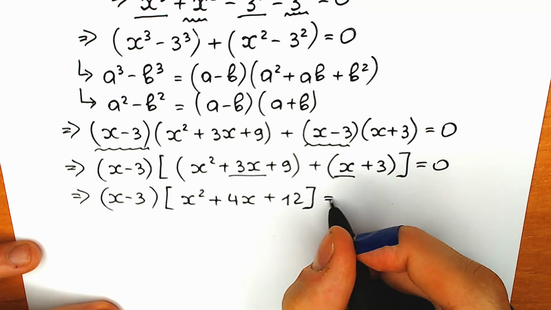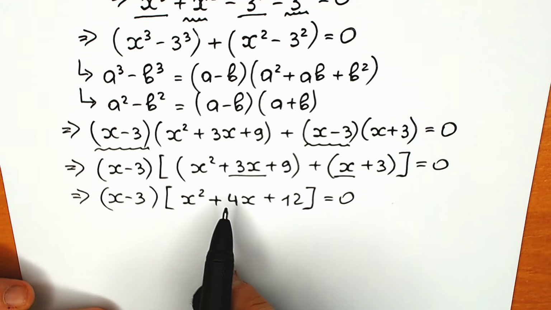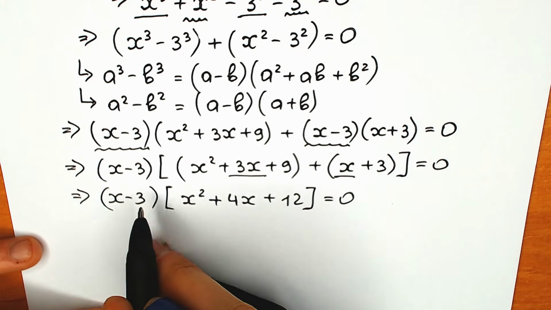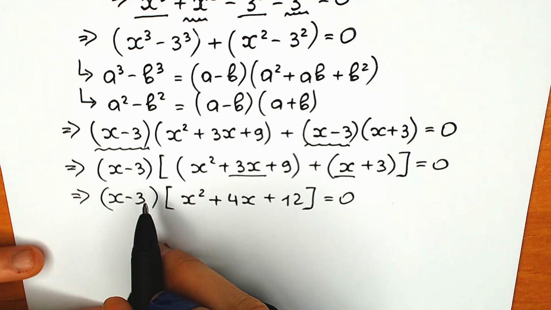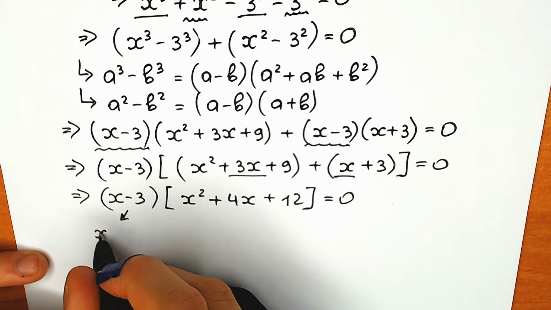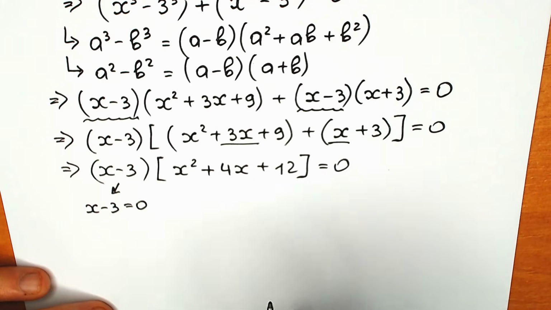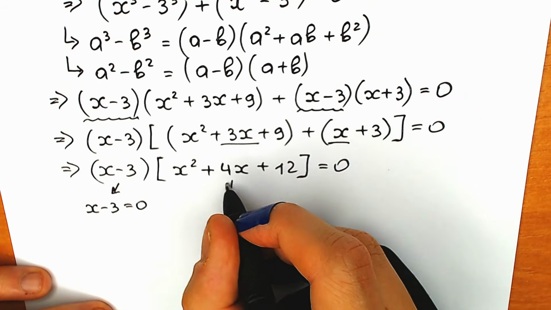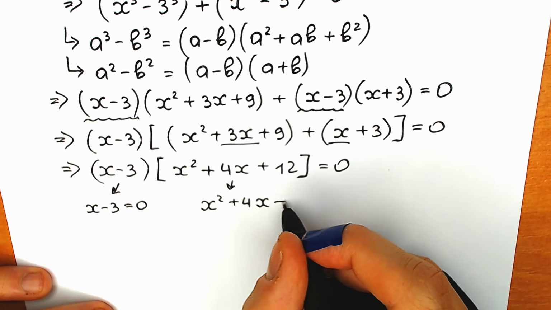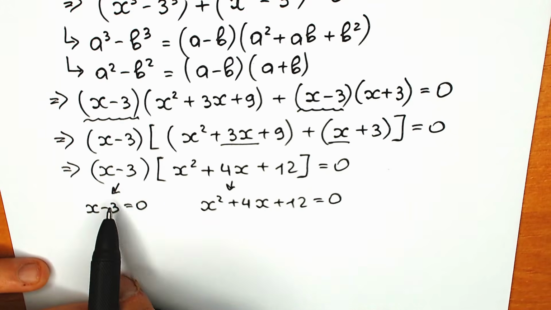So we can say that we factored our equation. We have the first parenthesis and another parenthesis. As I said before, whenever we have a product of two parentheses and this expression is equal to 0, it means that the first parenthesis is equal to 0, so x minus 3 is equal to 0. This is our first branch. Or the other parenthesis is equal to 0, x squared plus 4x plus 12 is equal to 0. So we have two branches, the first one and the second one.